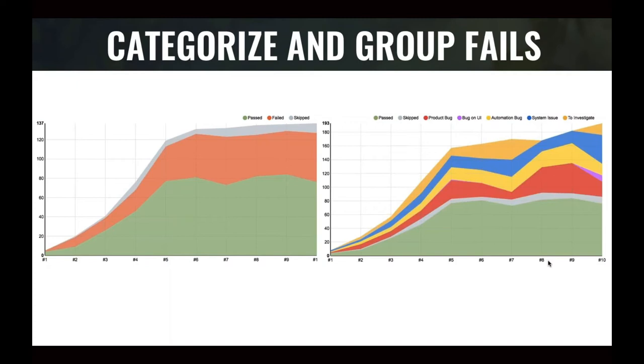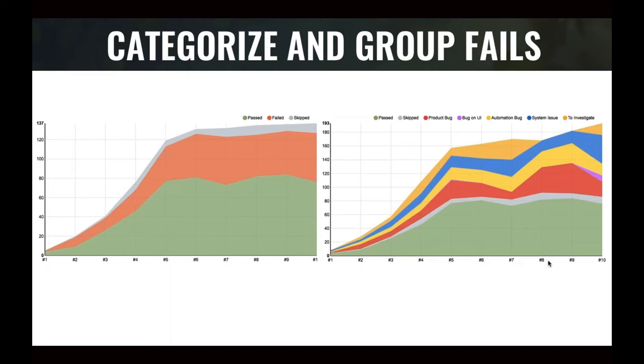It is much more valuable if you have all these failed items categorized, so you can see which of them are product bugs, which are bugs in the UI, or maybe automation issues or system issues. The goal of our machine learning algorithms is to define which category your particular failure belongs to. So how will we do it? We will use the data set of your previous executions, the history of your executions and your failures, to compare with the latest executions. So basically, for machine learning, you need two parts.